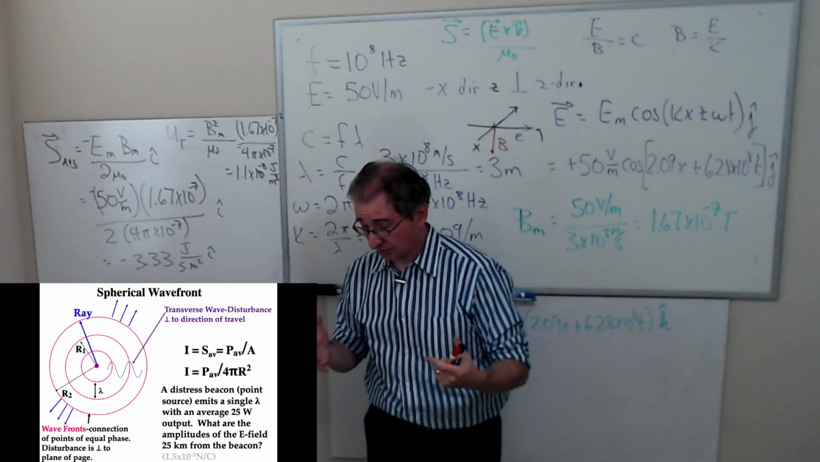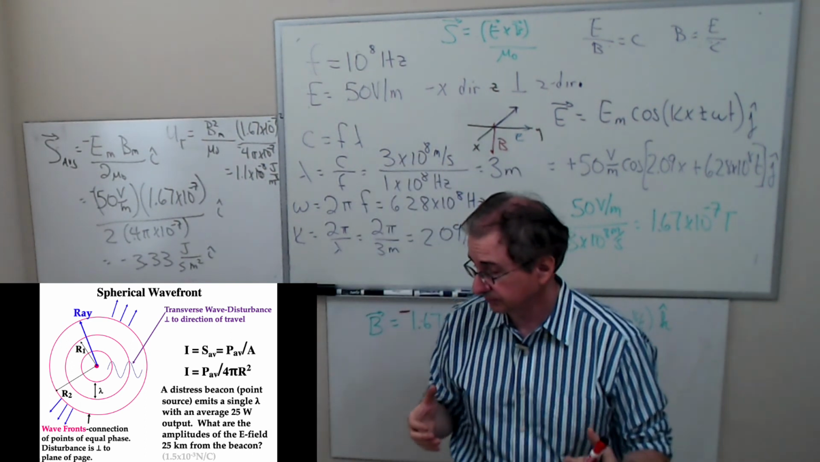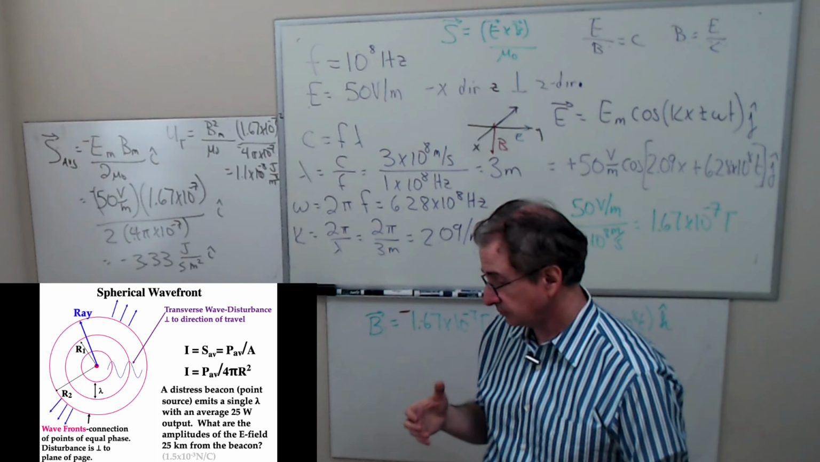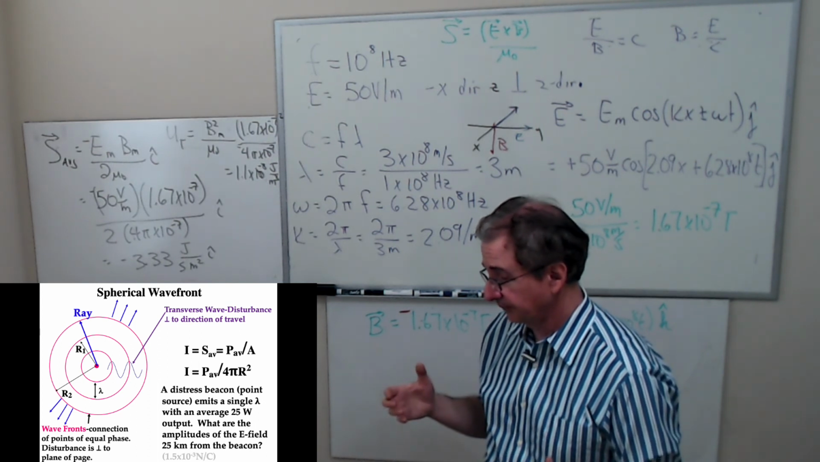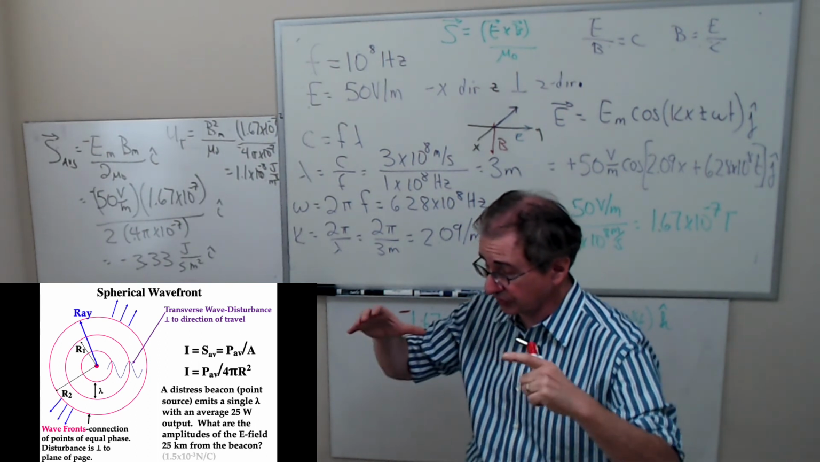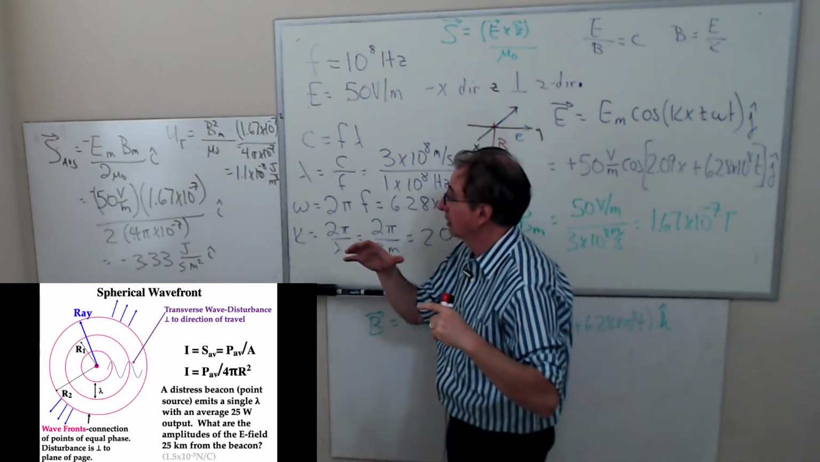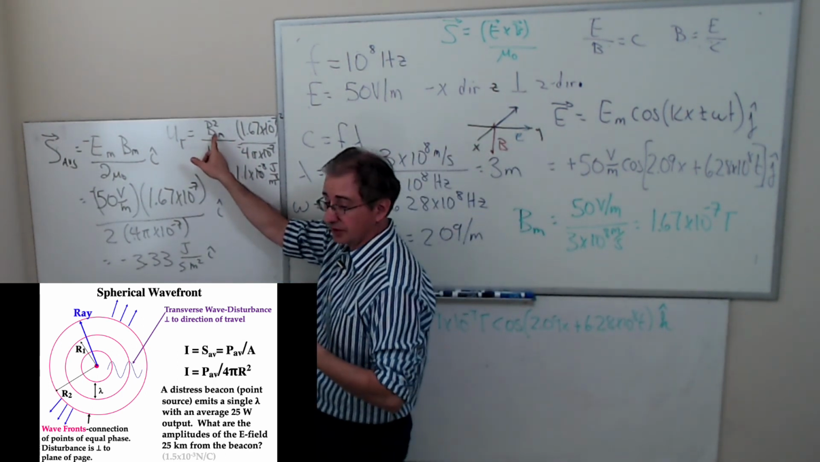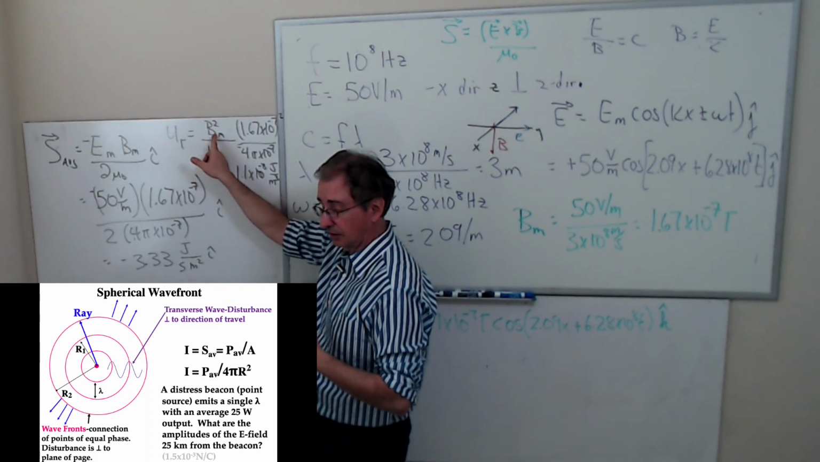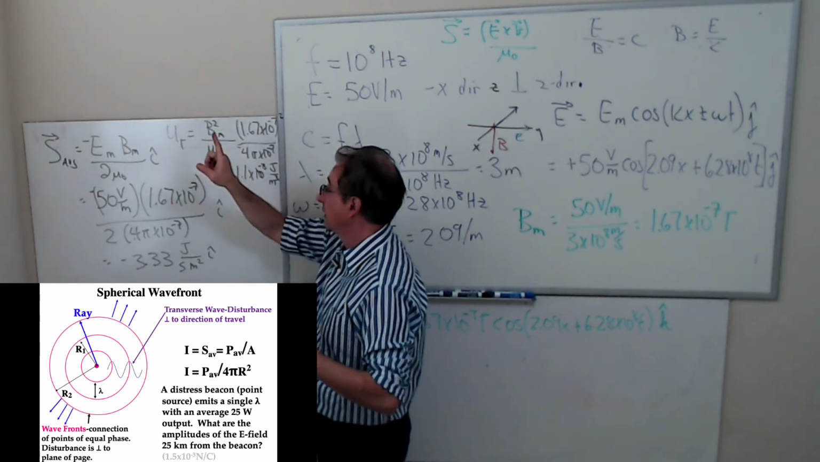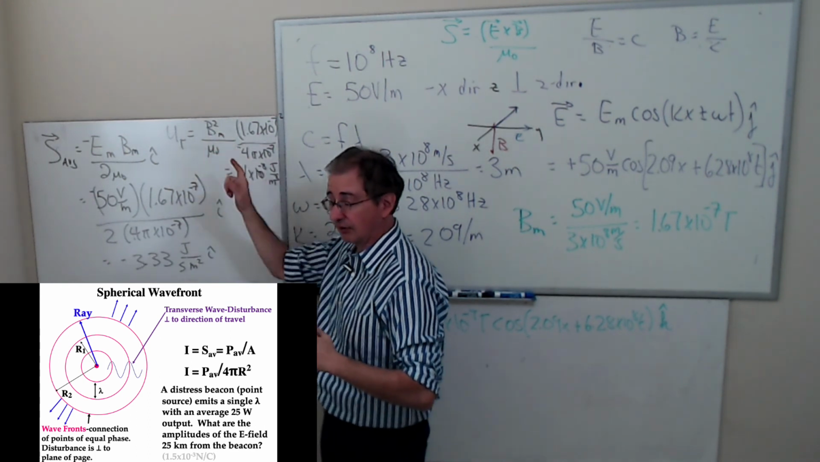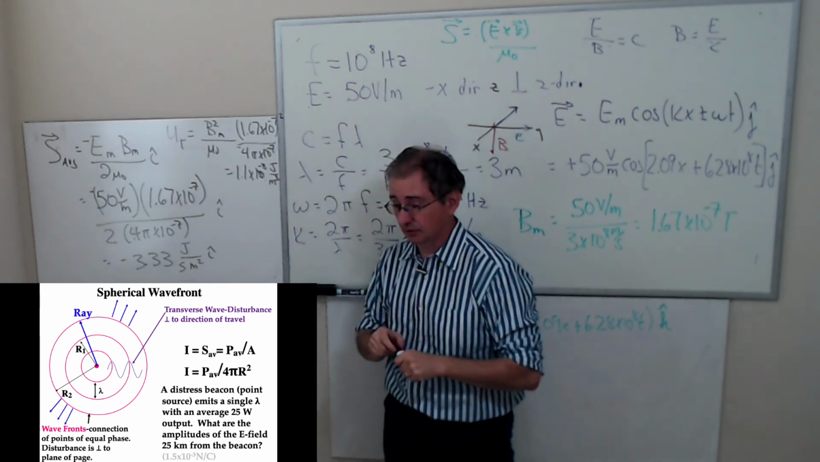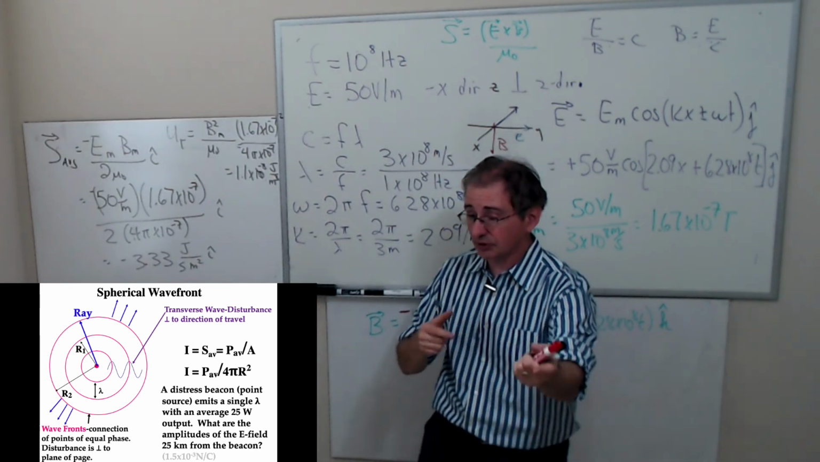Well, the amplitude has to go down to conserve energy. Since the area goes as r squared, and the energy goes as amplitude squared, then the amplitude has to go down with radius. The amplitude has to decrease with radius.